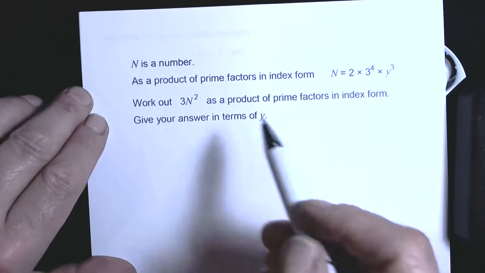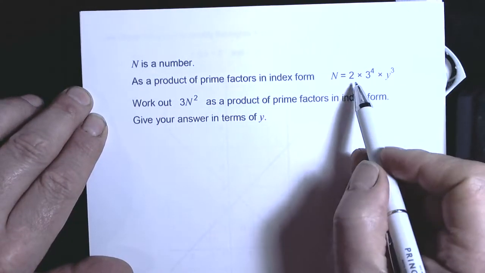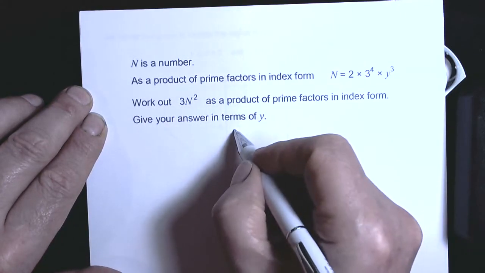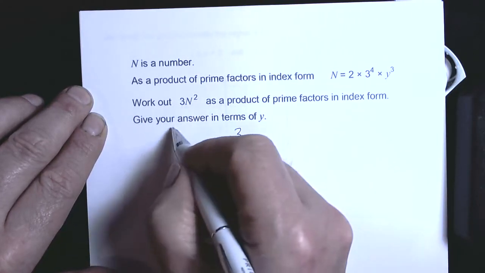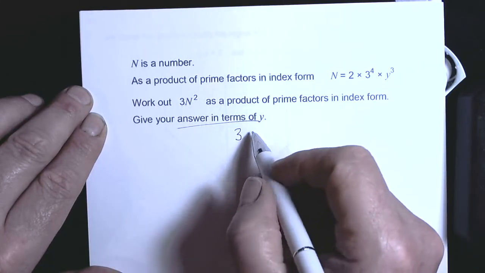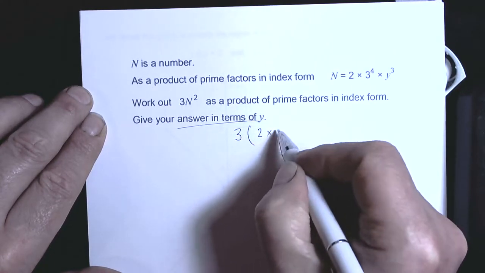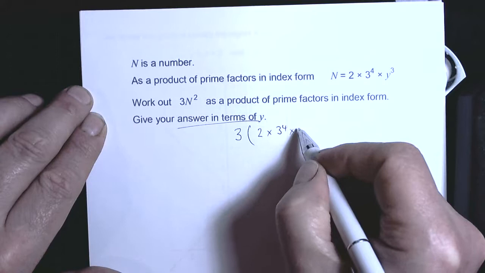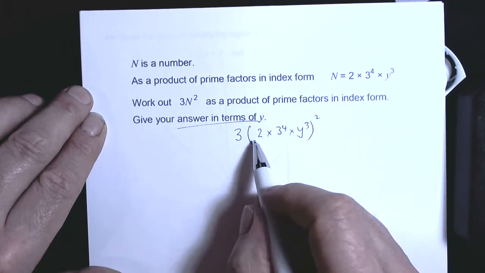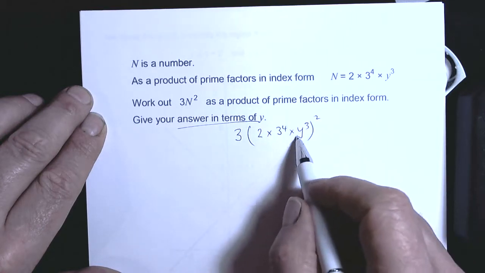Alright, this question talks about n being a number, and it's been defined as a product of its prime factors, and it wants you to work out 3n squared. Okay, so basically it says give your answer in terms of y, so in other words we need the y there as well. So this is saying 3 lots of 2 times 3 to the power of 4 times y cubed all squared. Okay, so we go through, and this is power to a power rule.